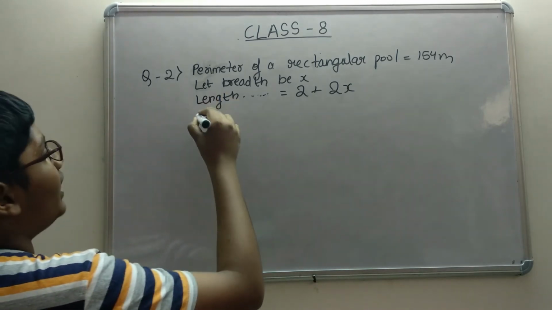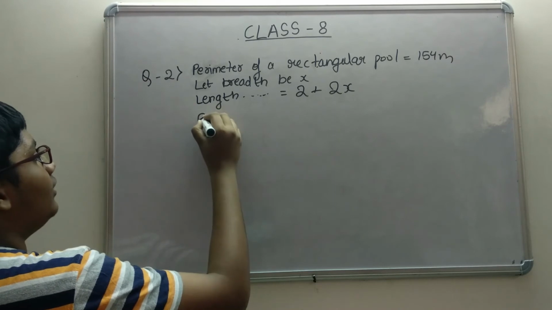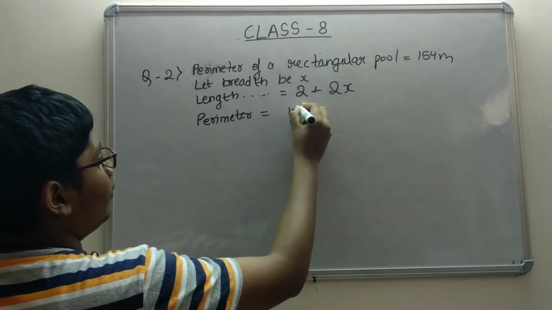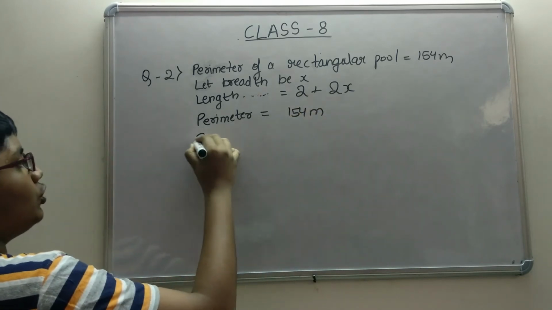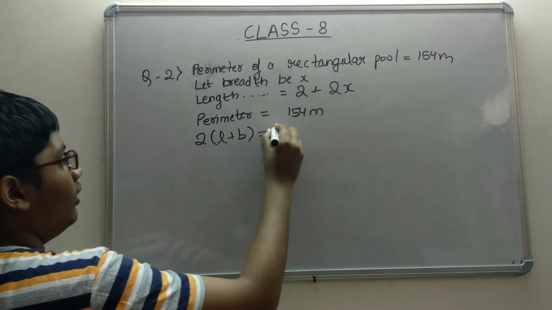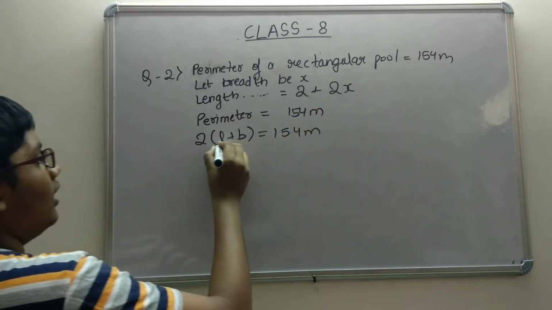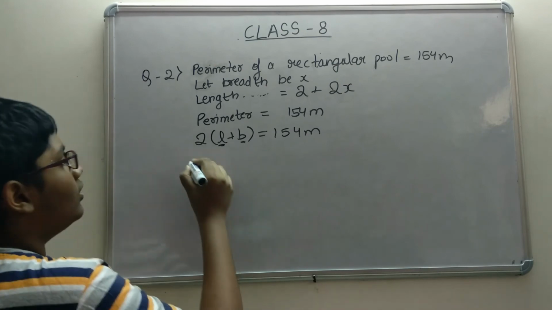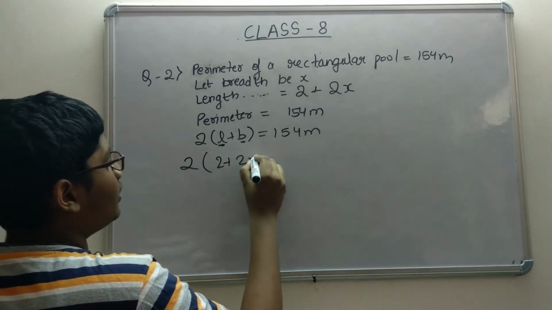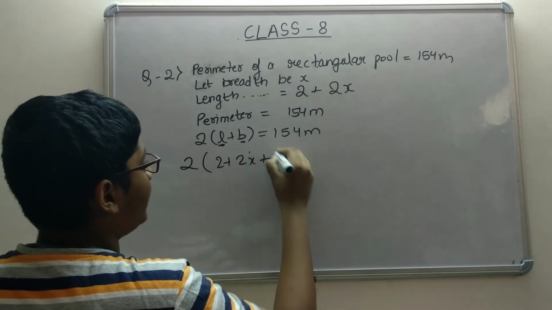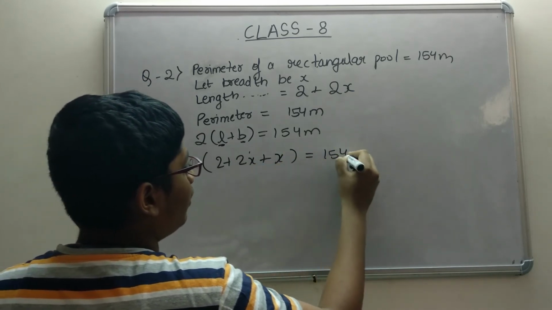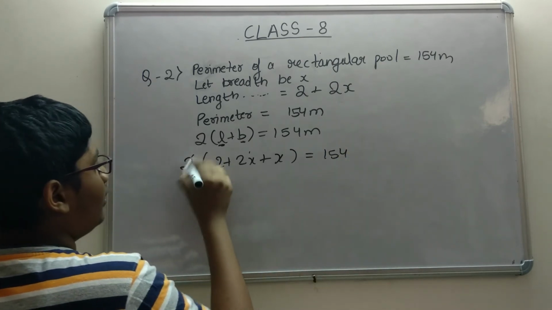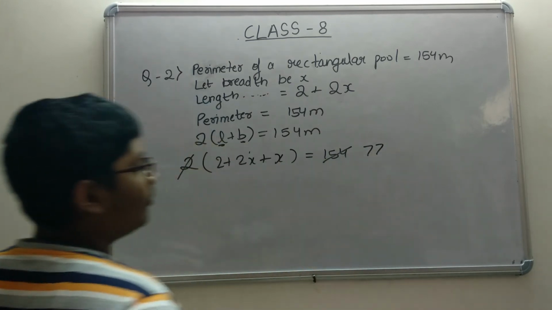So now the perimeter formula can apply. Perimeter is equal to 154 meters. Perimeter is 2 into length plus breadth of the rectangle. Now you can put the values of L and B. L is length, 2 plus 2x, B is x. So 2 into (2 plus 2x) plus breadth x is equal to 154 meters. The unit you can remove. Okay, so you can cut this by this, you get 77.